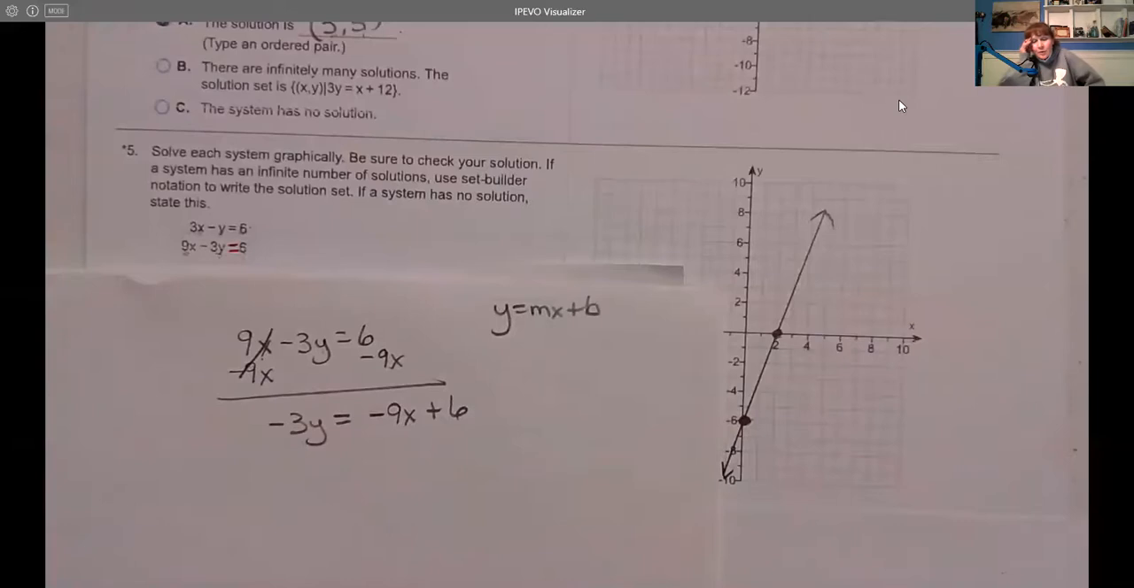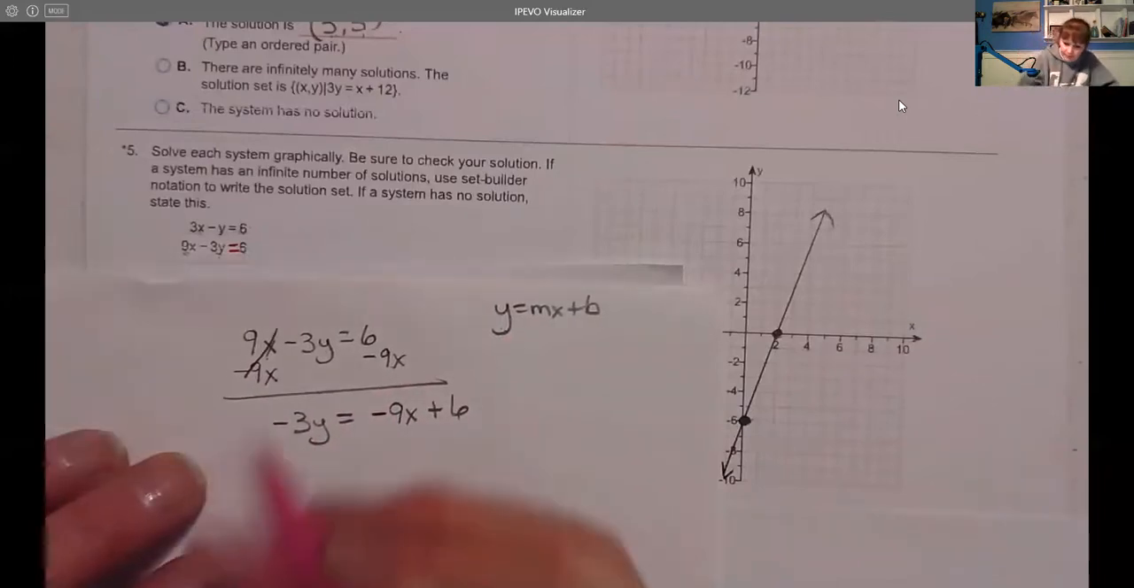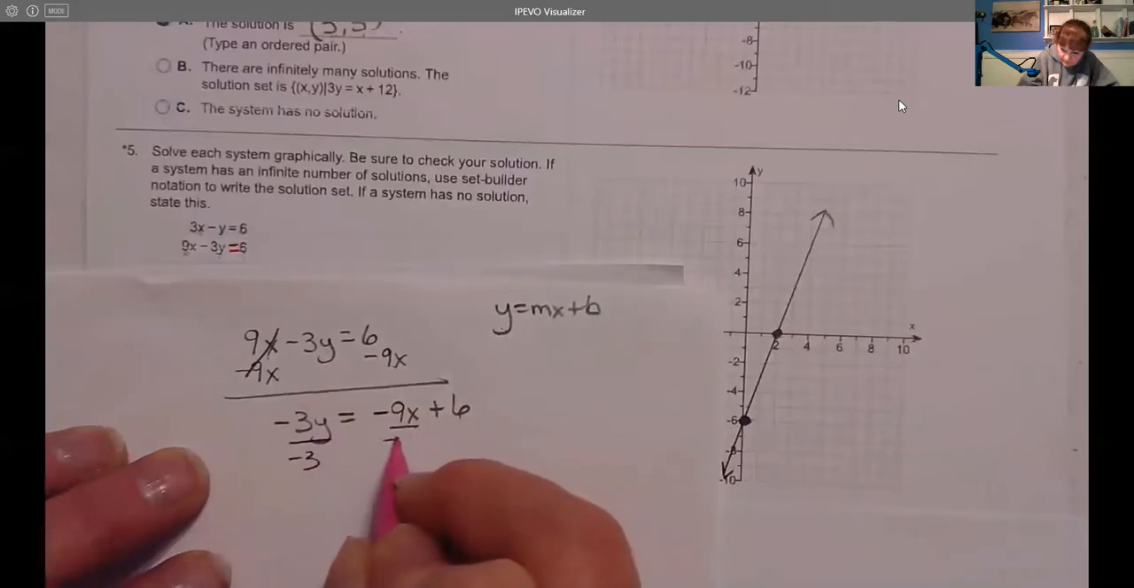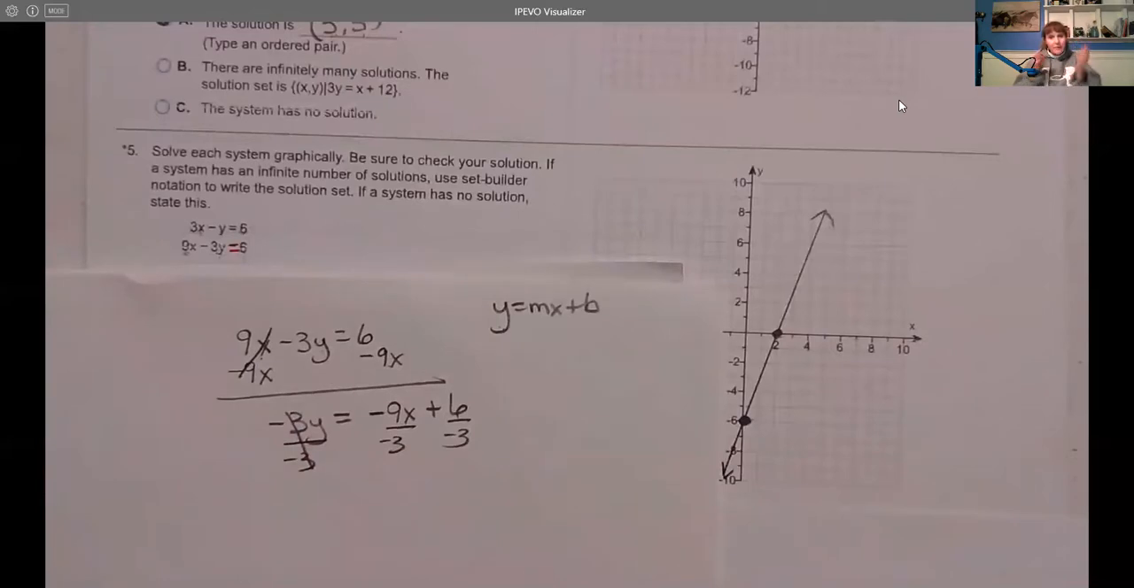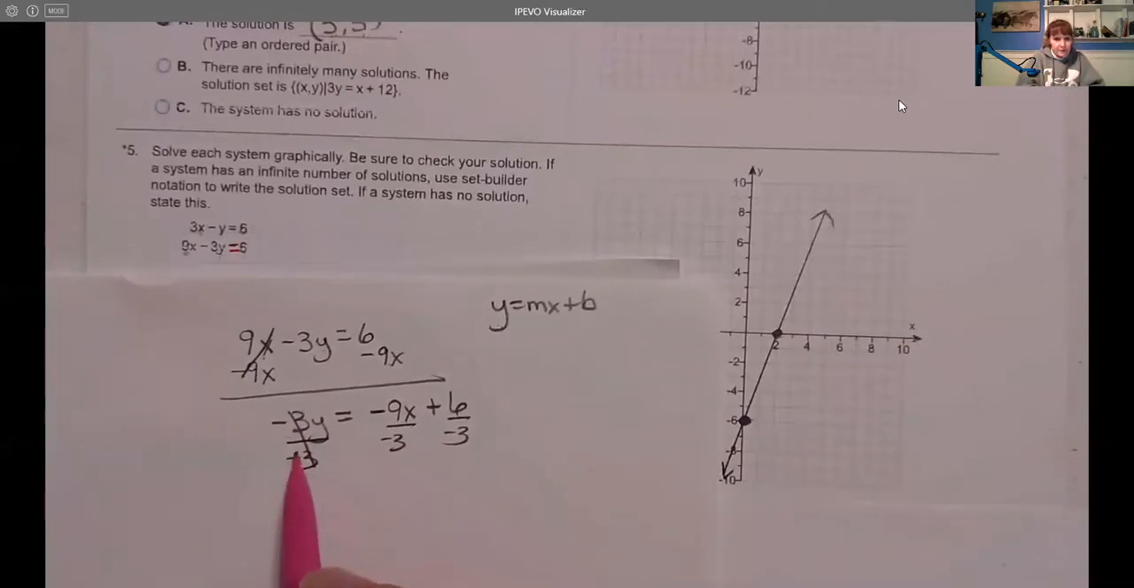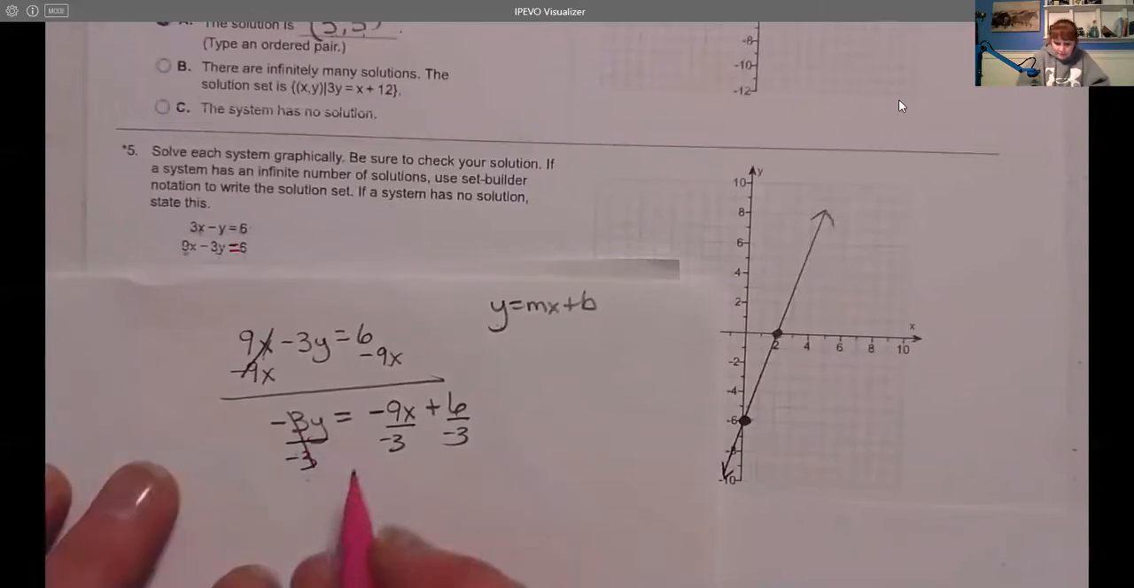Is it wrong if you would have gone 6 minus 9x? No, it's not. It's just that sometimes, because we don't have that x first, it's kind of hard to identify the slope, but it's not wrong. All right, so we subtracted 9x from both sides. Awesome. Now we still want the y by itself. Got to have a 1y. So I'm going to divide every term by a -3. All right, so now we have a +1, because a negative over a negative is a positive, and the 3's canceled.